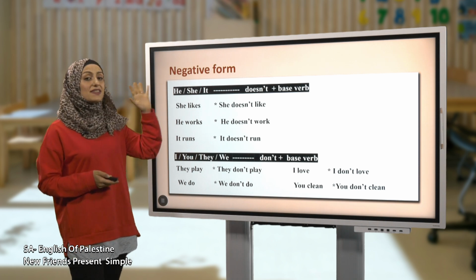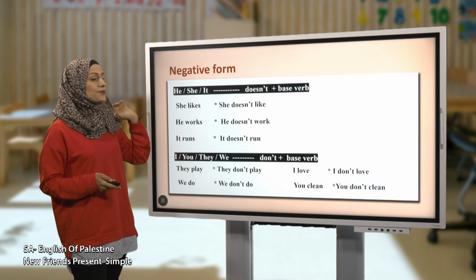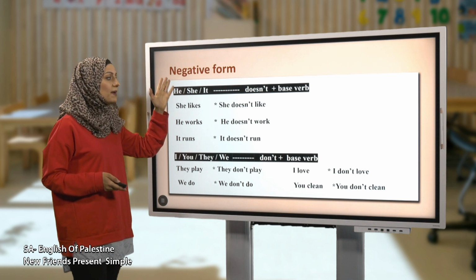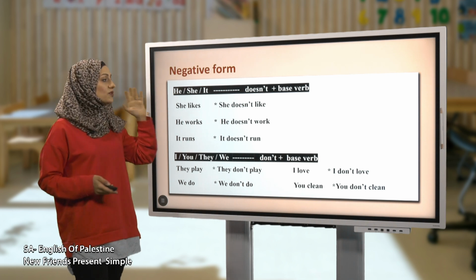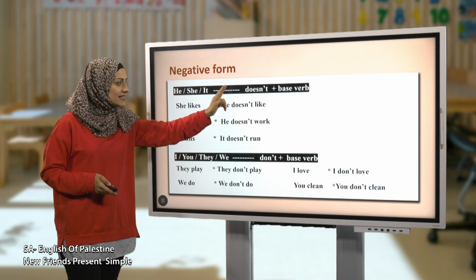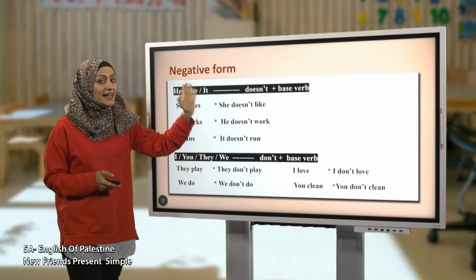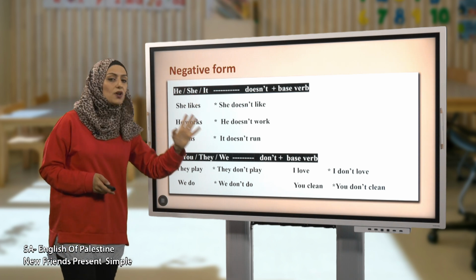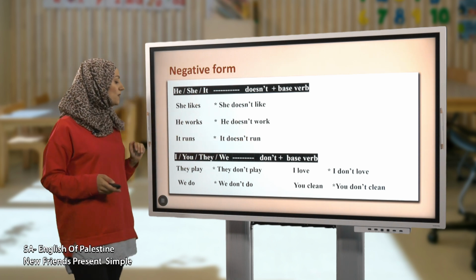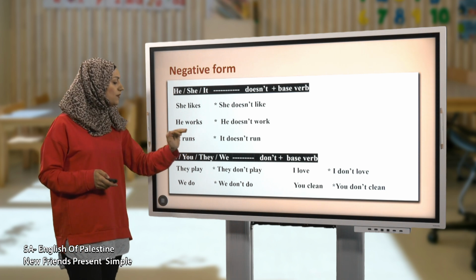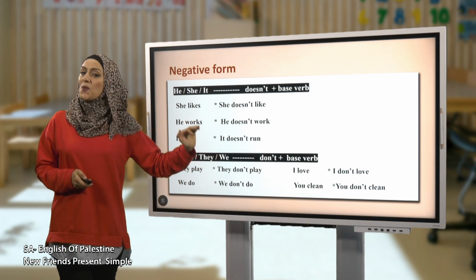Excellent, students. So that's how we put the present simple in the negative form, how we add not to the verb. We use doesn't plus the base verb with he, she, or it, and we use don't with the base verb with I, you, they, and we.